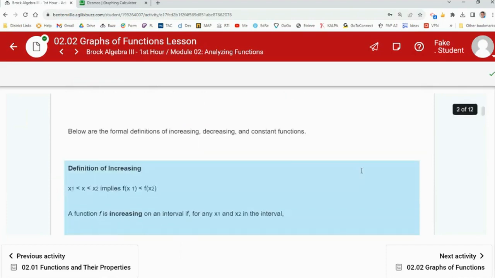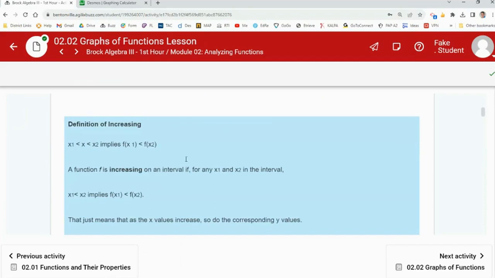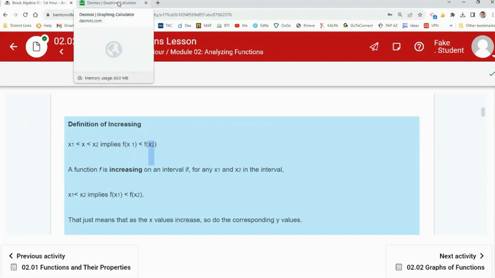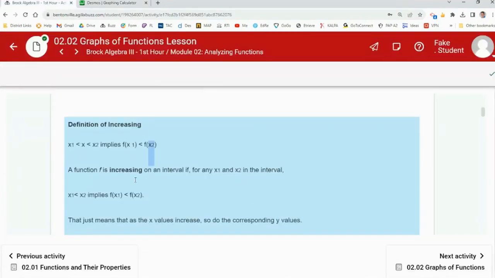All right. Here are the formal definitions. Again, math language. Definition of increasing: x1 is less than x2 implies that any x we pick here is going to be smaller than any x we pick here. That means it's increasing. So if I say the x at negative 2.68 and the x at negative 1.57, that's where it's increasing because everywhere in between there, the y's are getting bigger. And actually, I'd go all the way to negative infinity in that case.